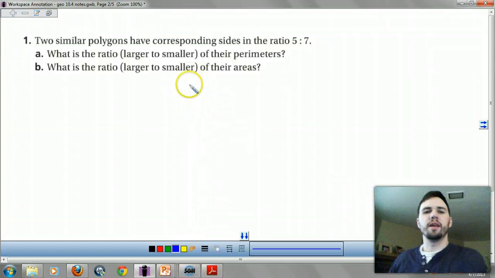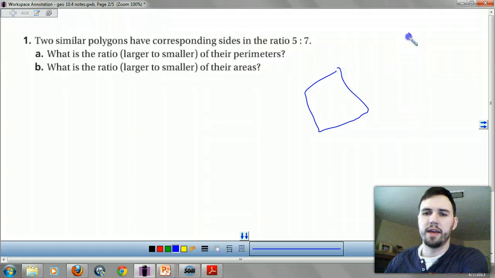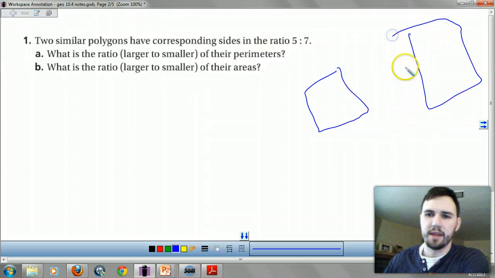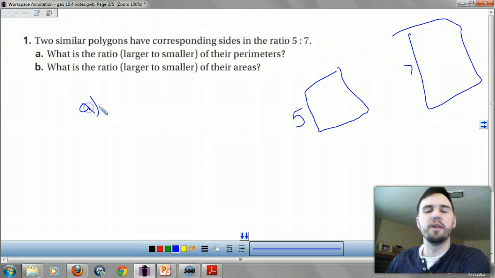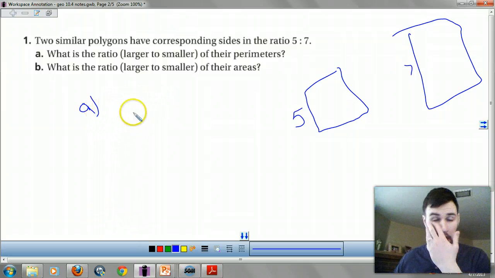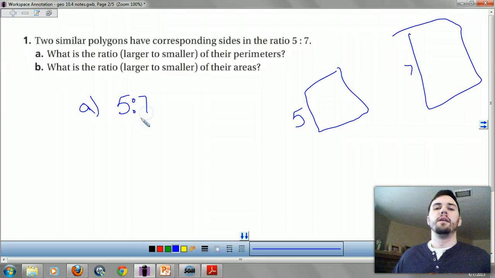Two similar polygons have corresponding sides of a ratio of 5 to 7. What's the ratio of their perimeters? Okay, so you have a polygon and a polygon. If this side's 7, this side would be 5, hence the 5 to 7 ratio. Well, now the ratio of the perimeters is the same as the ratio of the sides. So if it's 5 to 7, the ratio of perimeters is 5 to 7.